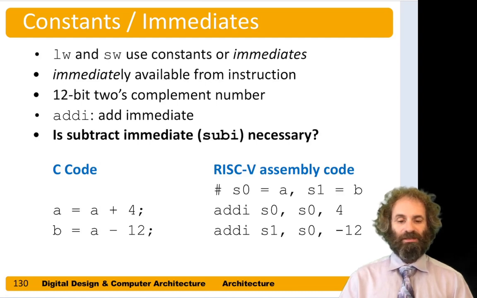Similarly, add I adds a 12-bit immediate. There is no subtract I because the immediate for add I could simply be negative. If we wanted to do a plus 4, we could add I, S0 gets S0 plus 4. If we want to do b equals a minus 4, we can add I, S1 gets S0 plus negative 12.